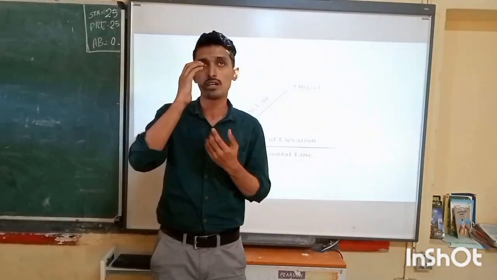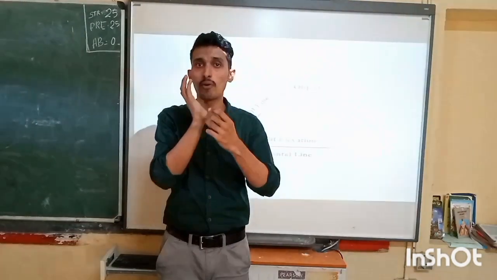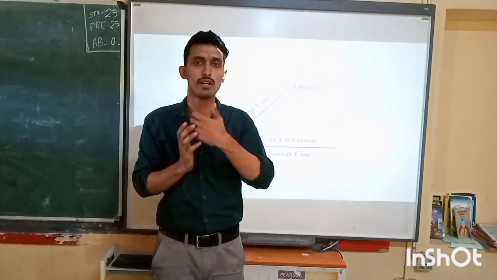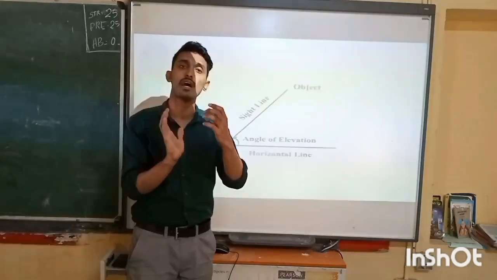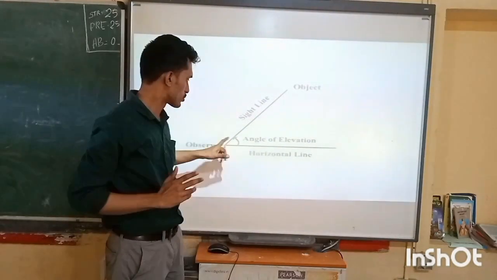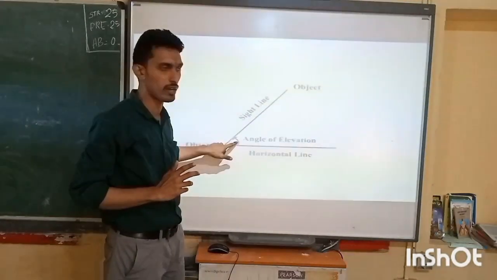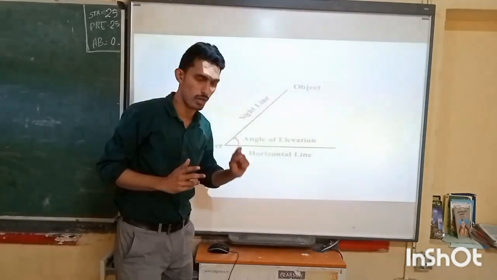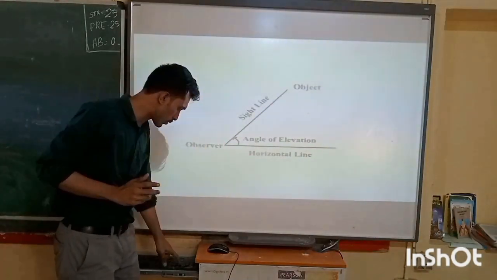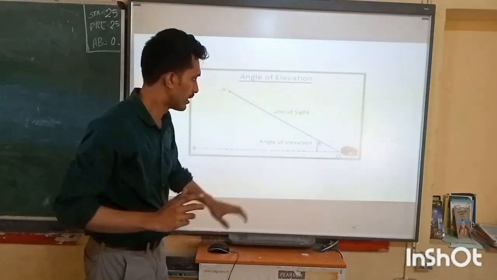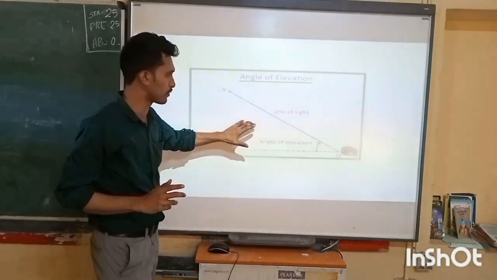When we are observing an object above the horizontal line, definitely our view will be in the upright position, right? So that angle which is formed here is called angle of elevation. Okay, I hope it is clear. So let me show you some examples related to that. This is a perfect example for that.